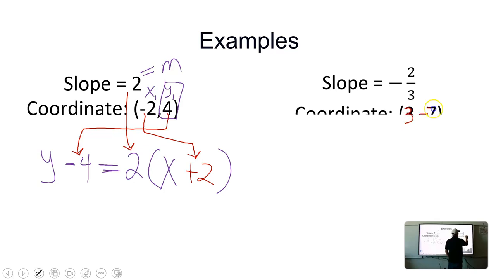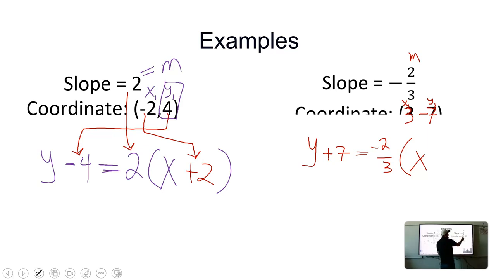All right, over here, this got cut off. This is a 3 and this is a negative 7. Okay, so let's write our entire equation. Remember, this is our x1, this is our y1, this is our slope. So y, and it's a negative 7, so the opposite would be plus 7. So we have y plus 7 equals the slope, which is negative 2/3, and then parentheses x. And our x1 they gave us is 3, so what's the opposite of 3? It would be a minus 3. And that is the equation of a line that has a slope of negative 2/3 and goes through the coordinate 3, negative 7.